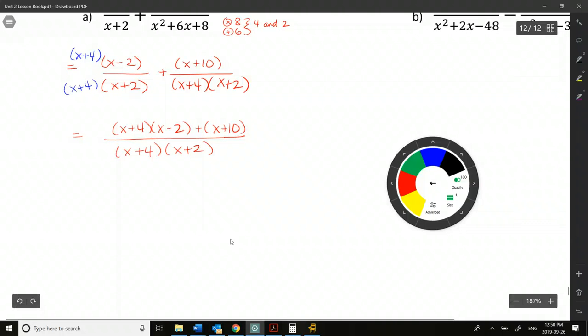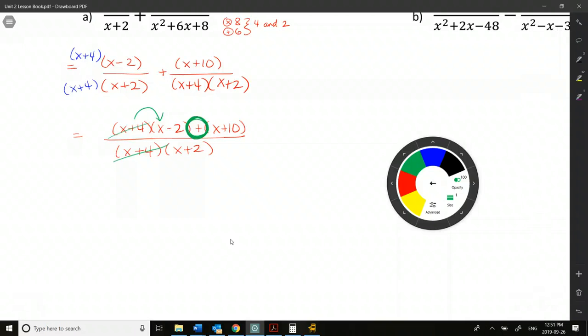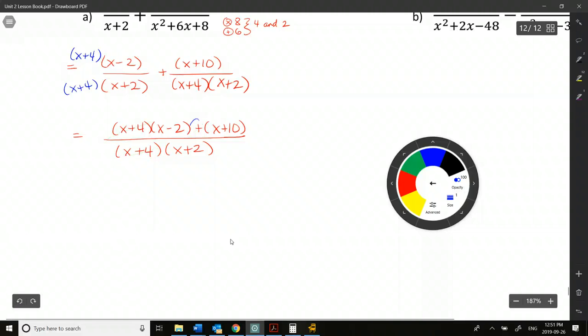Okay, can I cancel these x plus 4's now? I hear some no's and some yeses. This is a problem. I know that this has a multiplication directly next to it, but in order for me to be able to cancel those x plus 4's, I need all multiplication to be happening between those brackets on the top. If I have this plus sign in between some of them, I'm still canceling individual pieces of this. So this is a big problem.